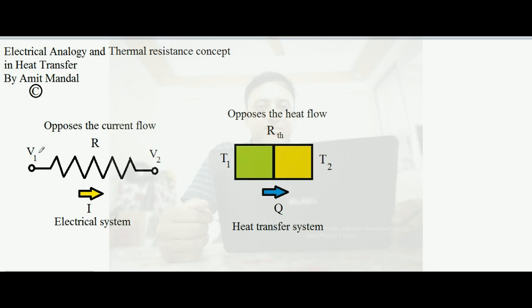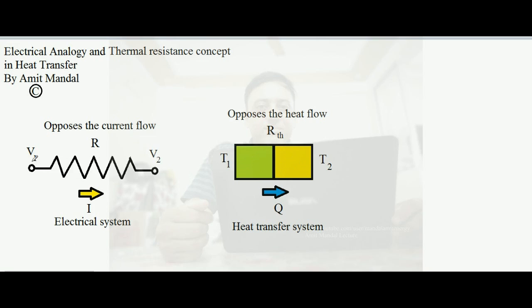So over here potential difference is V1 minus V2. So charge always flows from high electrical potential to low electrical potential like this, okay, and this electrical resistance is actually opposing the current to flow, okay. Like same in heat transfer mechanism, you can see that there are two systems. One system is with temperature T1, other with temperature T2, okay. So what happens if T1 is greater than T2, then heat starts transferring from high temperature body to low temperature body, okay.